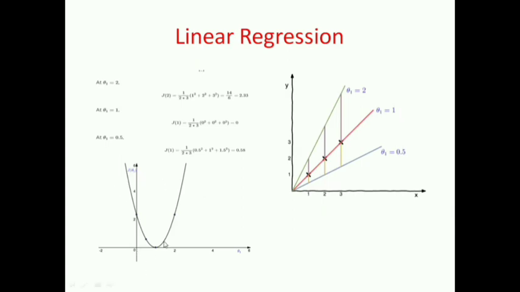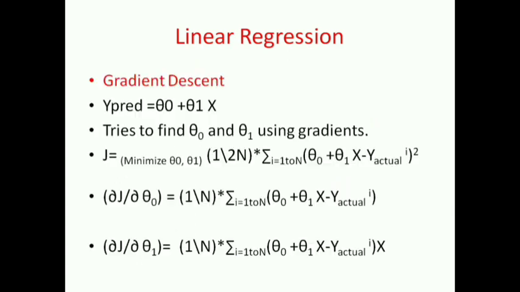Okay, so our goal is to reach the bottom of this parabola. That means reach the minimum value of the parabola. But this way of choosing the thetas randomly and calculating the cost function for these different values of theta is very hectic. So we need to think about a different algorithm that can calculate theta naught and theta 1. And here comes the gradient descent algorithm.